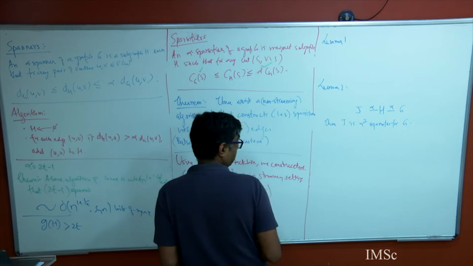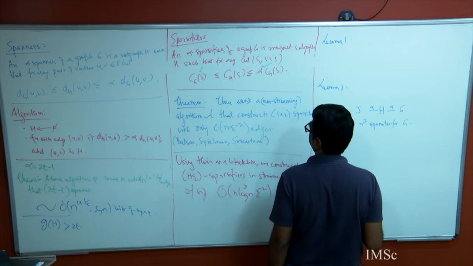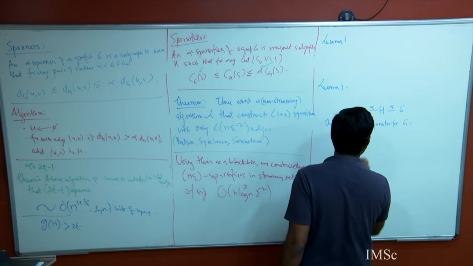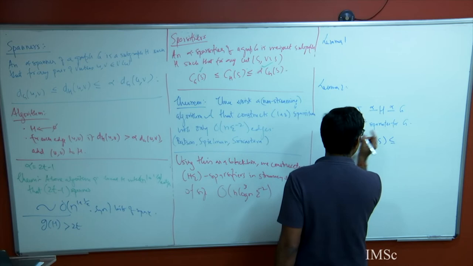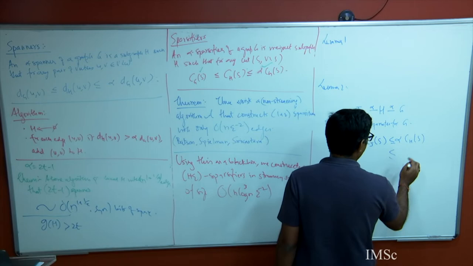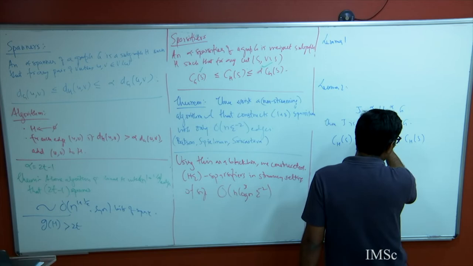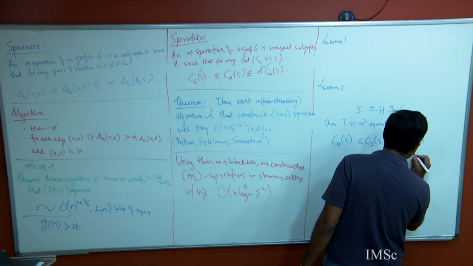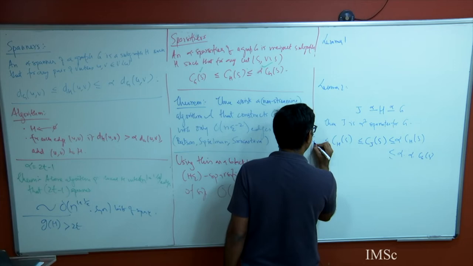Right? And that was very easy, because what is the meaning of the definition? If you fix a cut S, then this will tell you that C_J of S is less than or equal to alpha times C_H of S. Now, H is a sparsifier of G, so we know that C_H of S is at most alpha times C_G of S. So this implies C_J of S is at most alpha squared times C_G of S.